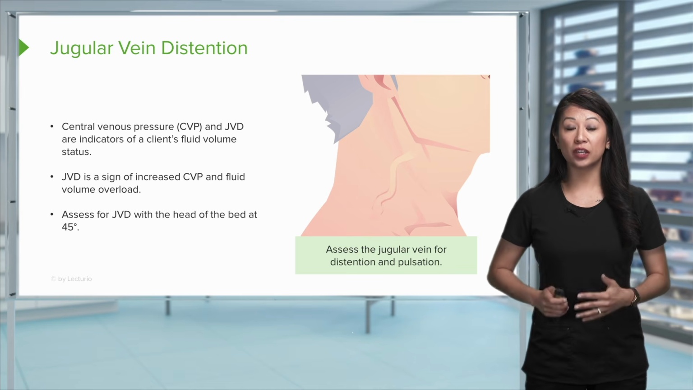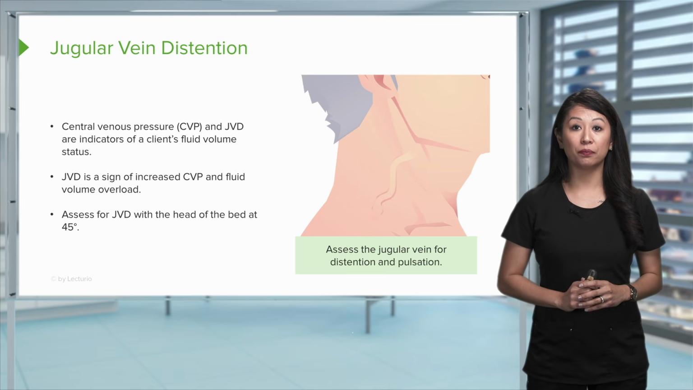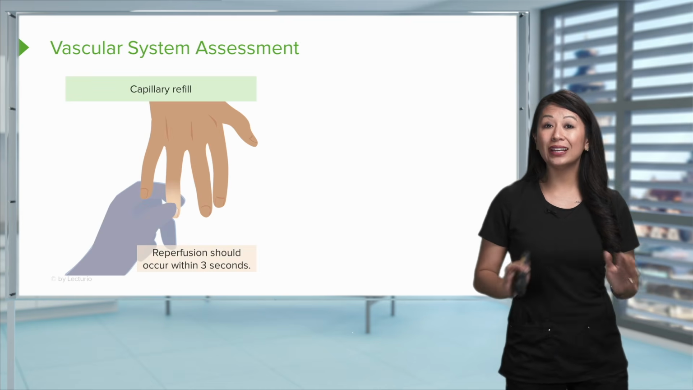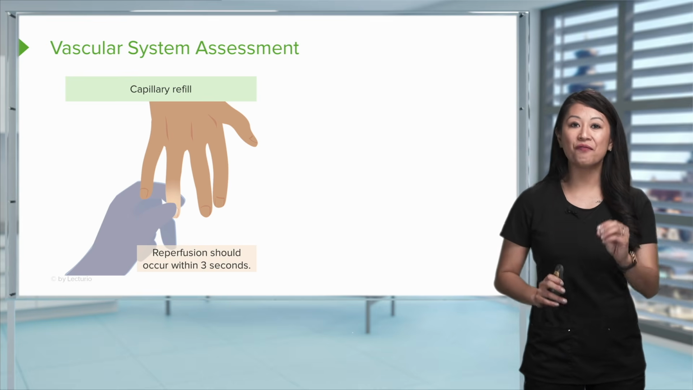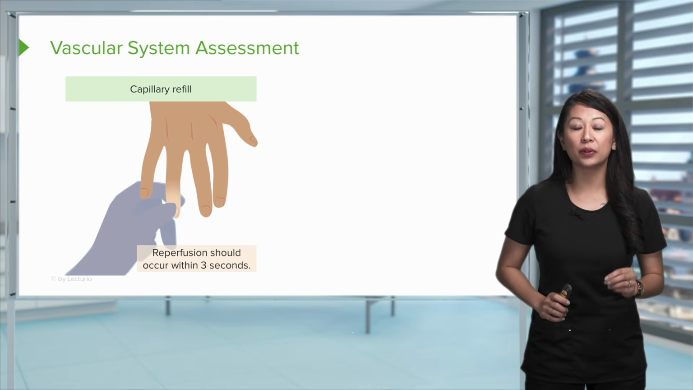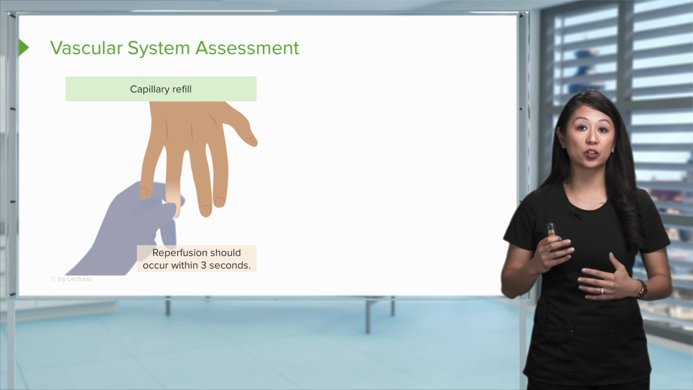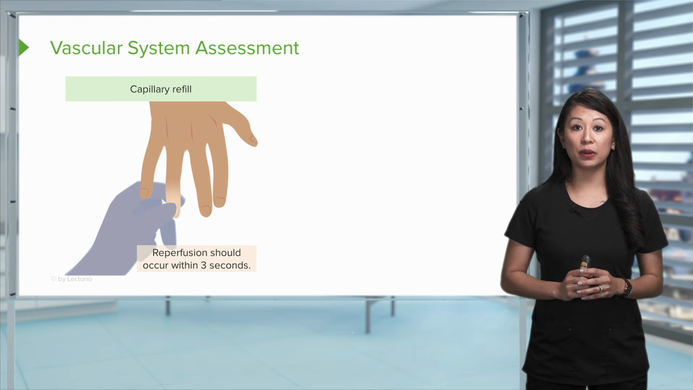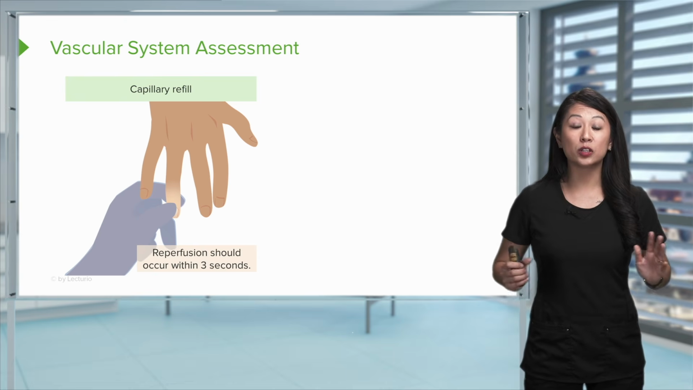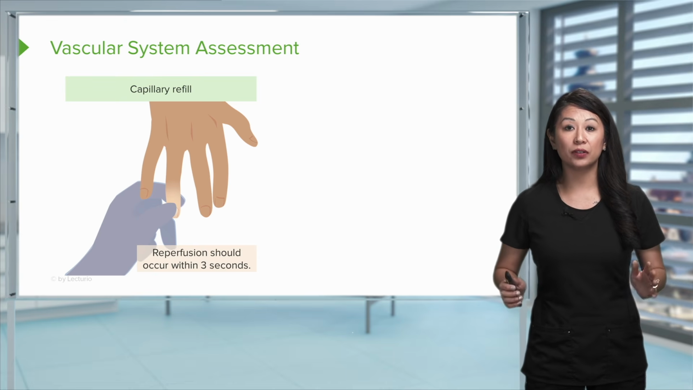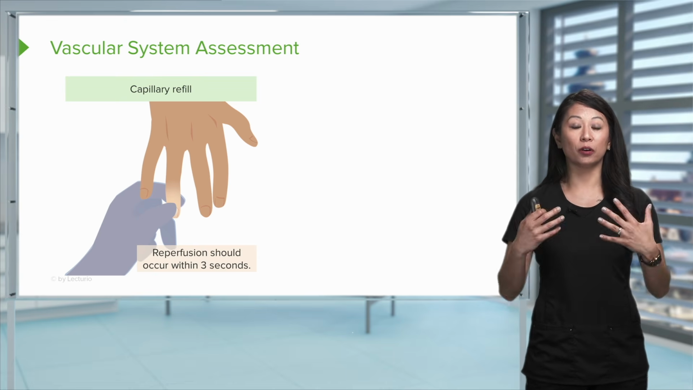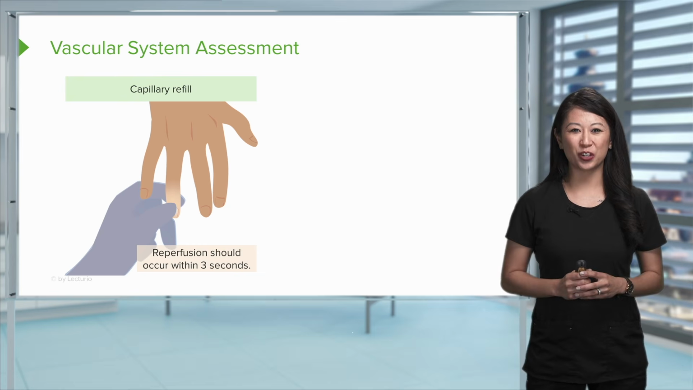This is all something you want to report to the healthcare provider. Now another really easy and important vascular system assessment is capillary refill. This is really helpful on diabetics, and especially on feet and toes of a diabetic patient. Capillary refill is really simple and it's effective. Here we're just checking peripheral perfusion, or blood flow to our extremities.